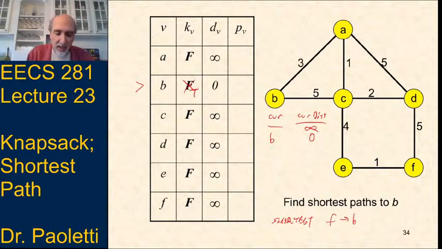And step 3 is I update all of B's neighbors. Okay, so I can go from B to A at a cost of 3. So I can reach A at a cost of 3. 3 is better than infinity if I get there from B.